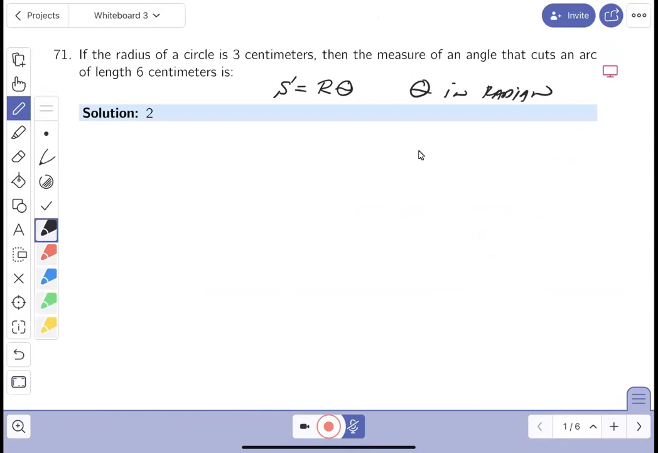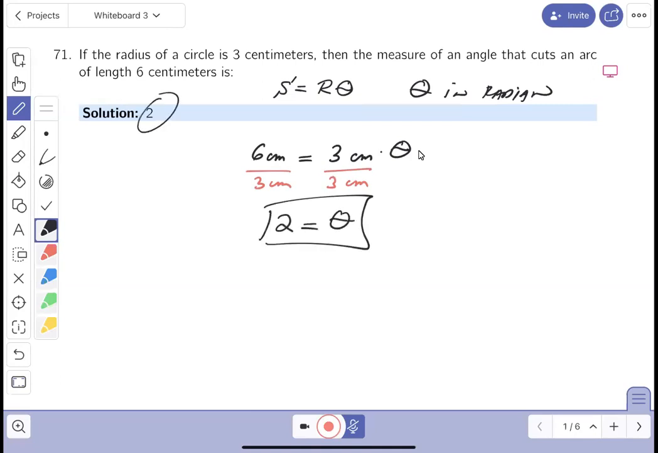So what's S? If the radius is 3 centimeters, I can write that down. What's the arc? 6 centimeters. What am I going to do? Divide both sides by 3 centimeters. What do I get over there? Well, 6 divided by 3 is 2. Centimeters cancel. So what's theta? It's just simply 2. All right, that was our question.